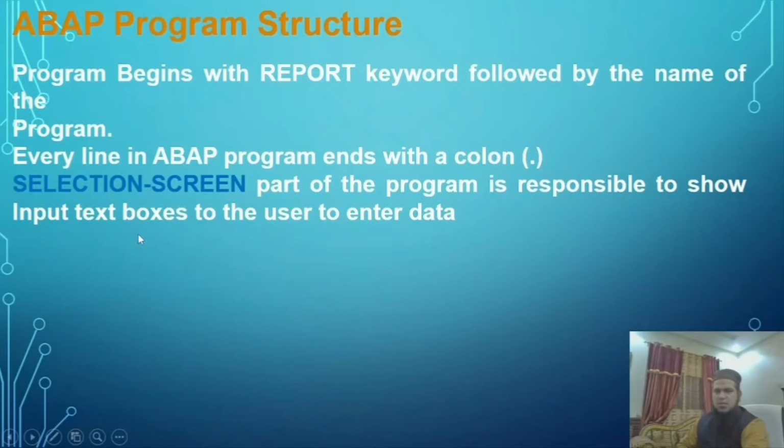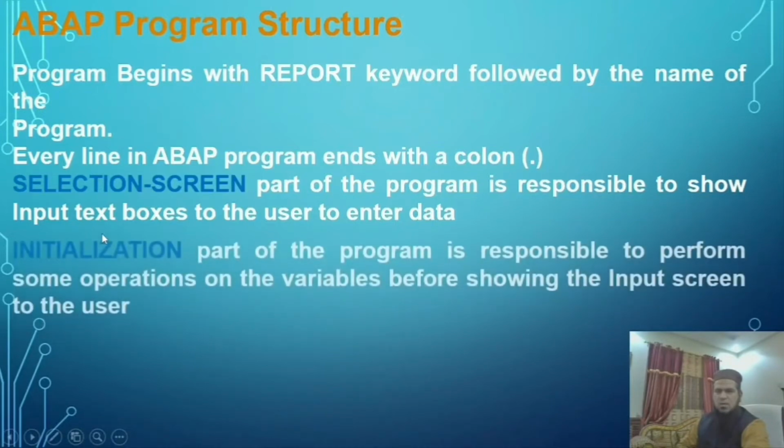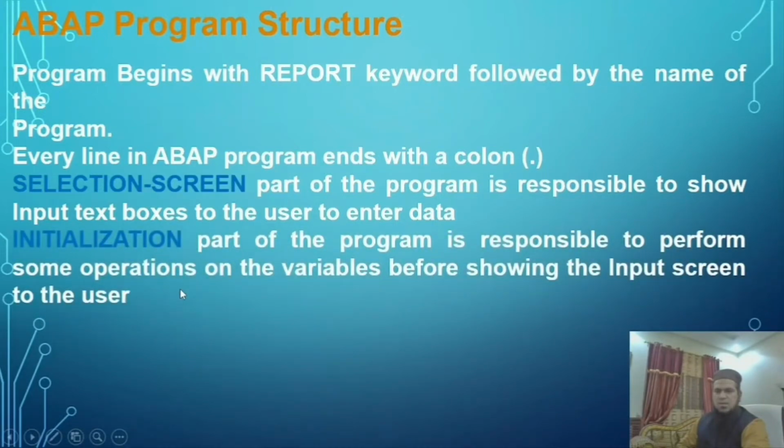Then comes selection screen. This part is responsible for showing a screen for the input to the end user. The user who is going to run this program, he will get text boxes to input the data within the program as a parameter for your ABAP program. Then comes the initialization part. Initialization part is basically responsible to perform some operations on the variable before you show the input screen to the user.